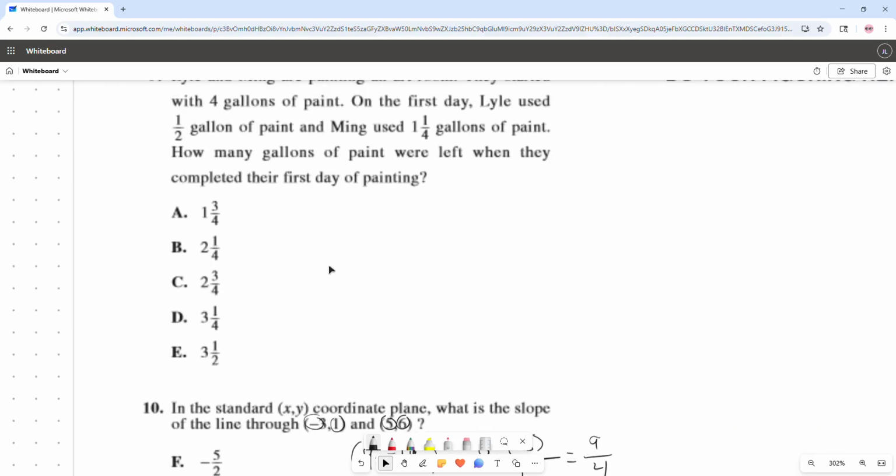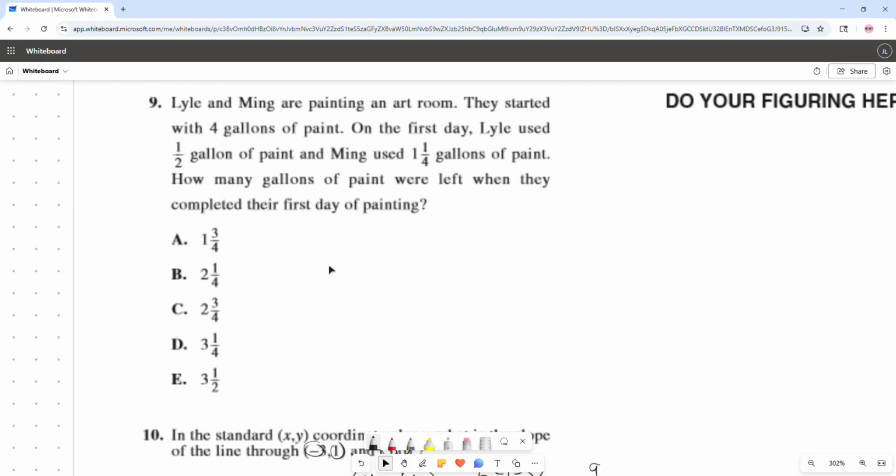So question 9. Lyle and Ming are painting in art room. They started with 4 gallons of paint. On the first day, Lyle used 1/2 gallon of paint, and Ming used 1 1/4 gallons of paint. How many gallons of paint were left when they completed the first day of painting? So this is a very simple fractions question.